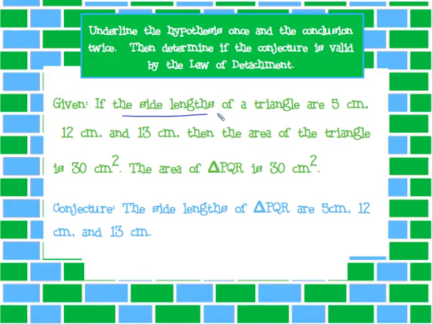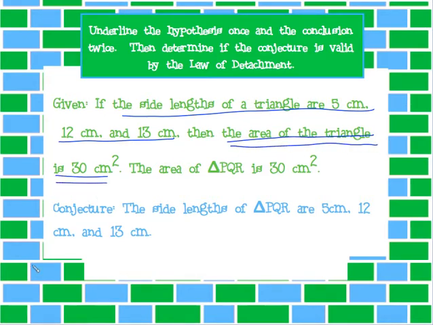So the side lengths of a triangle are 5, 12, and 13. Then the area of the triangle is 30 square centimeters. Then it tells us that the area of this specific triangle is 30 square centimeters. So, did it say that the hypothesis happened? Did it tell us we have a triangle with these side lengths? No, it said that this happened.